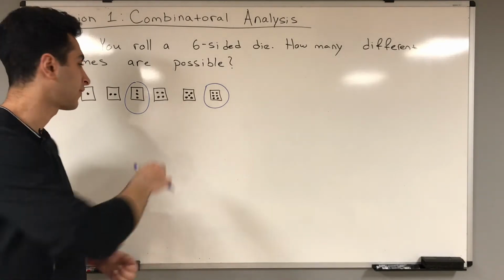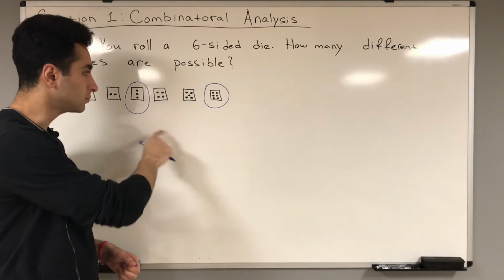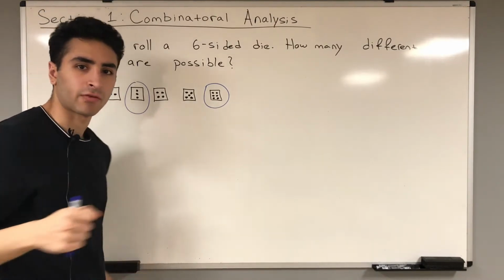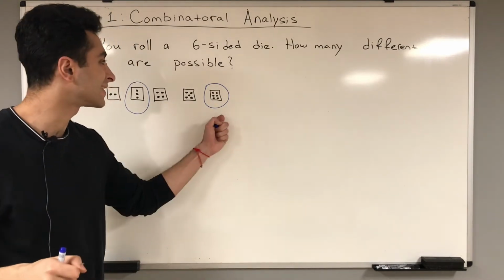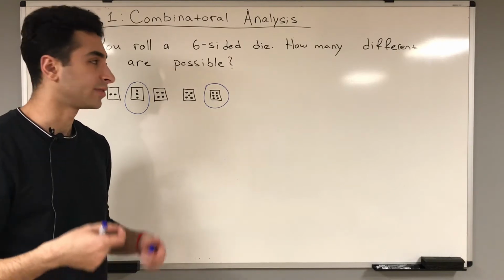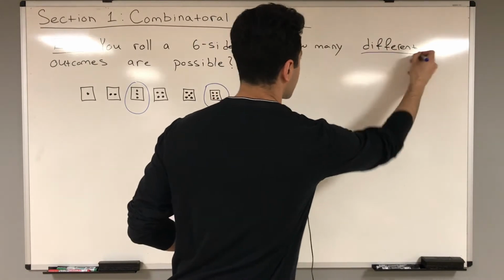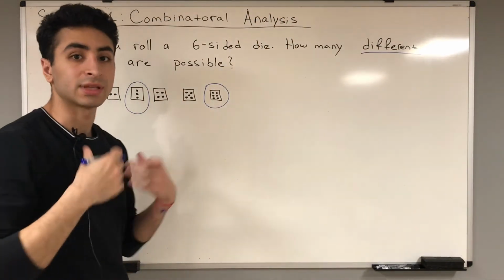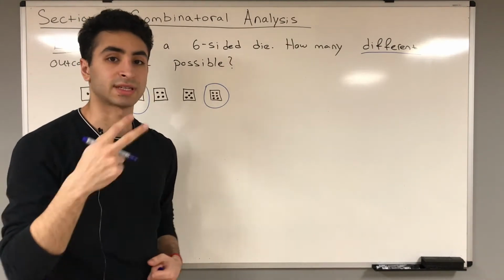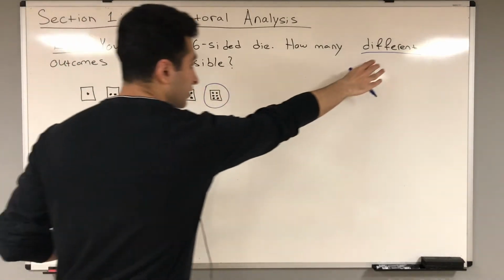So let's backtrack. If I roll the die once, I get a 3 first. If I roll it twice, I get the 6 second. And if I roll it the 3rd time, and let's say I get the 6 again, do I count that 6 as a 3rd outcome? The answer is no, because the question is asking how many different outcomes are possible? How many different outcomes? If I roll the 6 again, that isn't different than the 6 I rolled in my second outcome, so we don't count it. So the key word here is different.